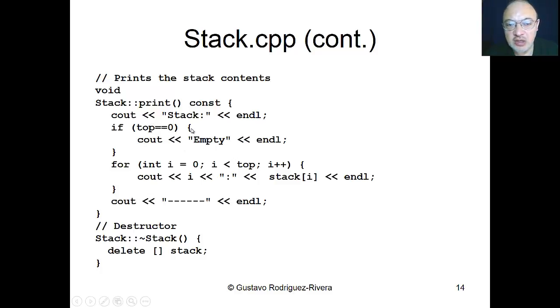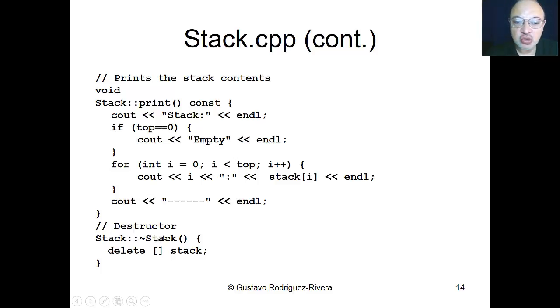If top is equal to 0, then print empty. Otherwise, it's going to iterate for i equal to 0, i less than top, i plus plus, and it's going to print i, and then a colon, and then it's going to print the value that is in the stack, and then endl, that is the end of line, and then at the end it prints all lines. Now, those are the methods. Now we go to the destructor.